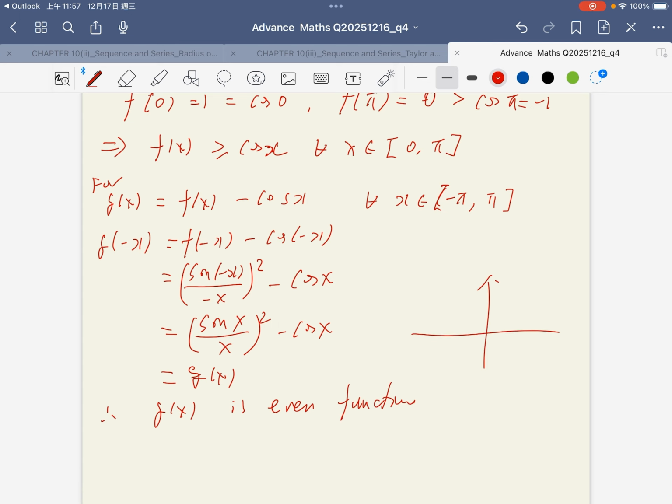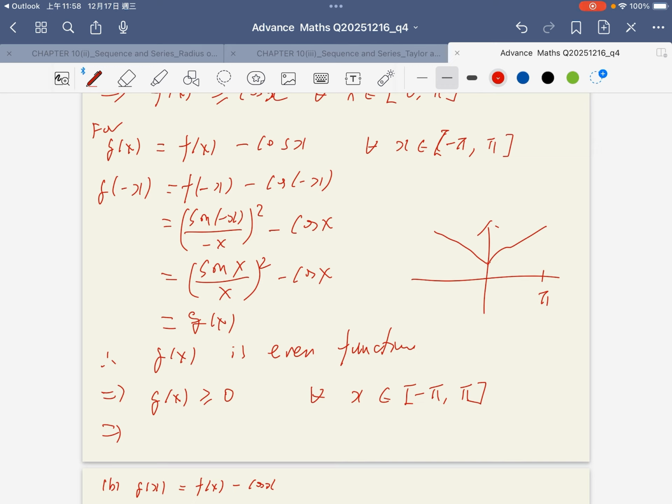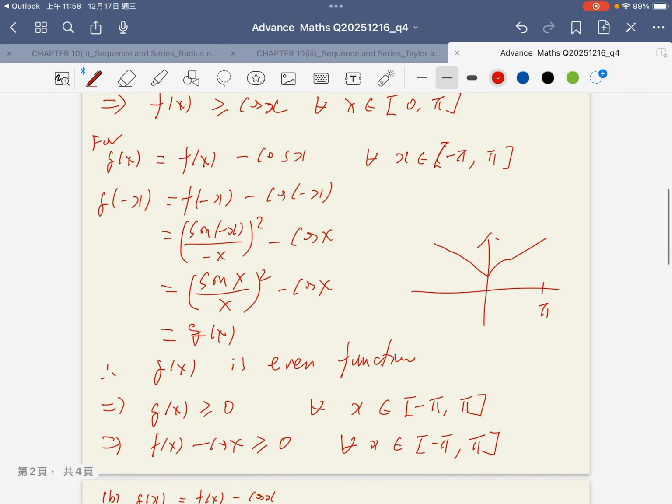Even function means if the positive part, that is 0 to pi, is positive, then of course the negative part is also positive. That is, we can conclude that g(x) is greater than or equal to 0 for all x belong to negative pi to pi. Combine those things, that means f(x) minus cosine x is greater than or equal to 0 for all x belong to negative pi to pi. So guys, I finished the proof.